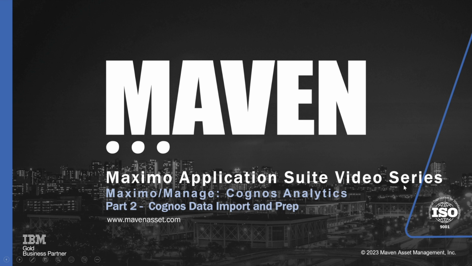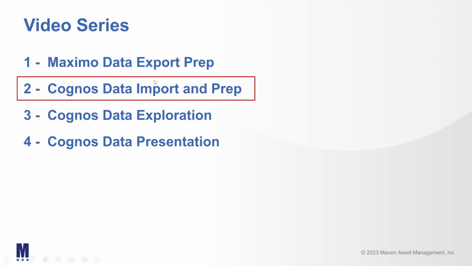In this series of videos, we're taking a look at Maximo Manage with Cognos Analytics. And this video is the second in our series. In the first video, we went into Maximo and utilized the app export functionality to export a large amount of data from work order tracking. In this second video, we're now going to take that data that we exported from Maximo and bring it into Cognos and prepare it for analysis, which will be our third and fourth videos.